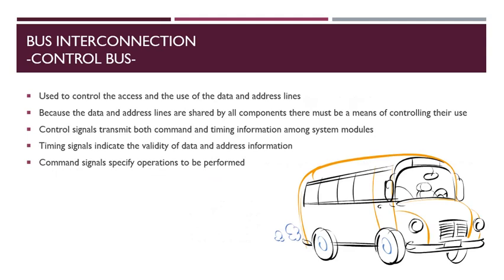Control lines are used to control the access and the use of the data and address lines. Because the data and address lines are shared by all components, there must be means of controlling their use. The control signals transmit both command and timing information among system modules. The timing signals indicate the validity of data and address information. The command signals specify the operations to be performed.